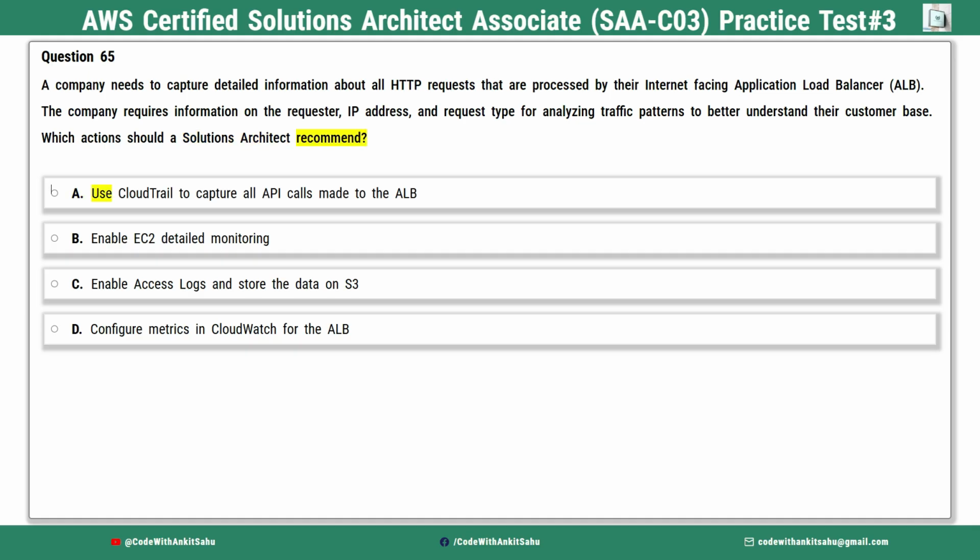Option A. Use CloudTrail to capture all API calls made to the ALB. Option B. Enable EC2 detailed monitoring. Option C. Enable access logs and store the data on S3. Option D. Configure metrics in CloudWatch for the ALB.